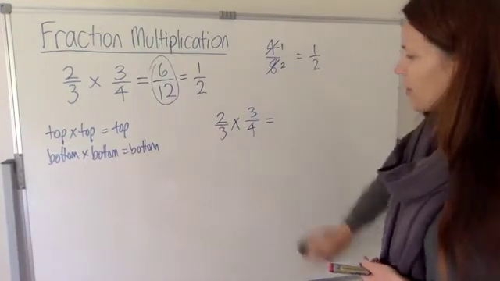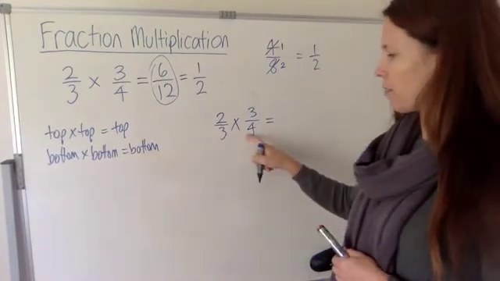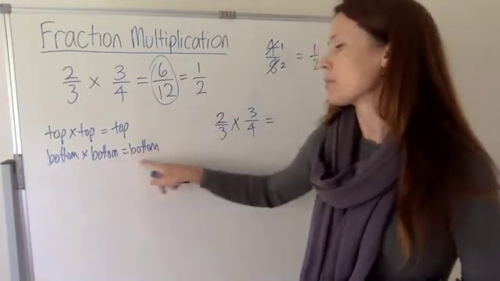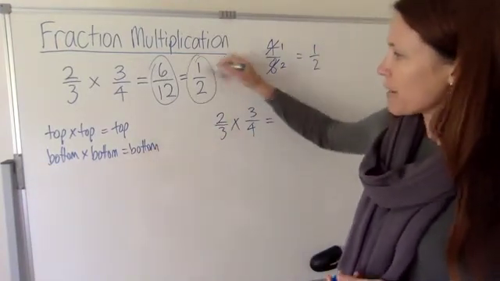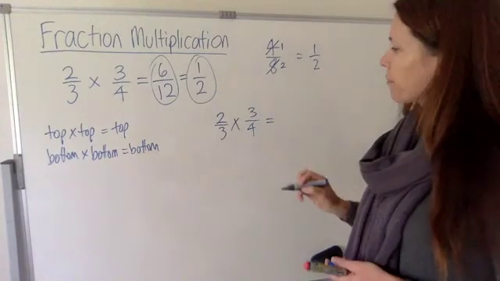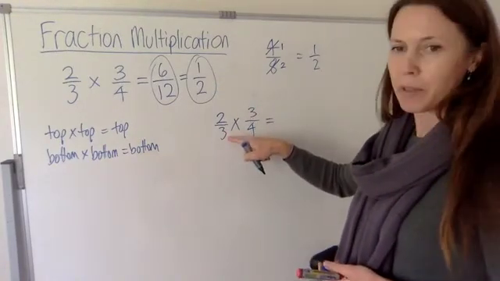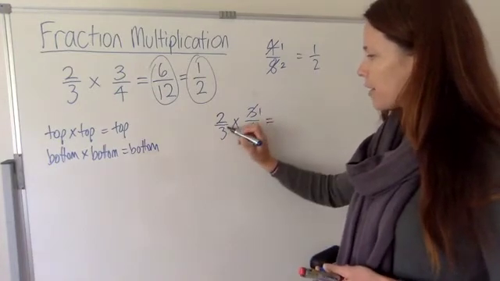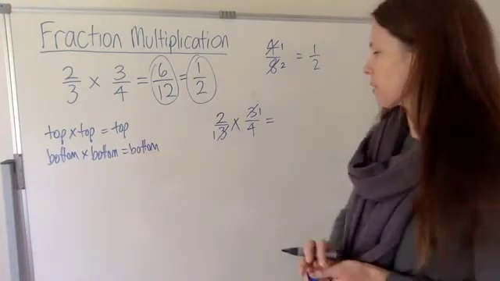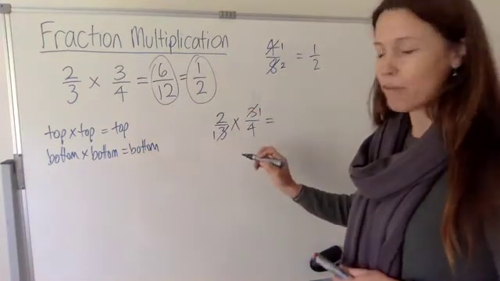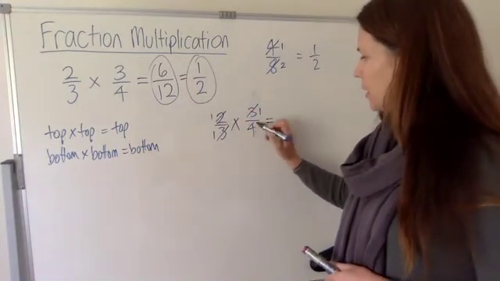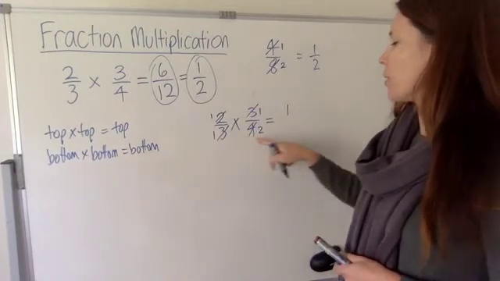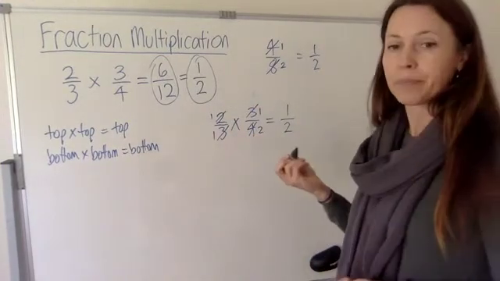So the quick way to answer a question like this is to do your cancelling first. That way, when you do top times top equals top, bottom times bottom equals bottom, you'll get the best possible answer straight off. You're also dealing with nice small numbers. So 3 and 3, they can both be divided by 3, can't they? Giving us 1s. And 2 and 4, we can halve both of those. Halve this one and halve that one. Now we have 1 times 1 equals 1, and 1 times 2 equals 2.